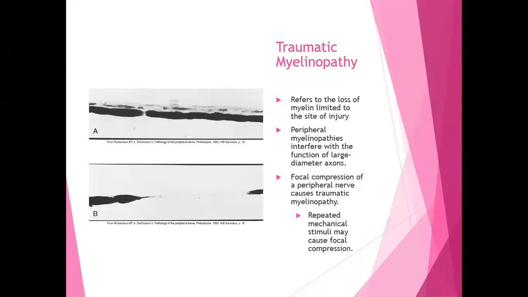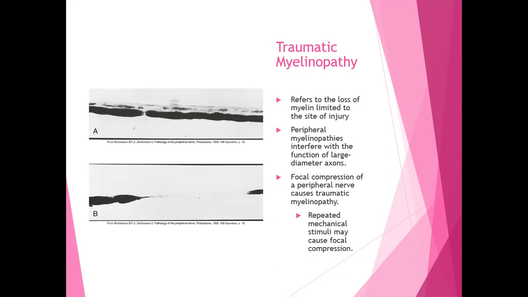So axons aren't damaged with myelopathy. If the axons are damaged, then it's the axonopathy. So recovering from traumatic myelopathy tends to be complete because remyelination can occur rapidly. So you don't get irreversible damage in the target tissues. So focal compression of a peripheral nerve can cause traumatic myelopathy, and carpal tunnel syndrome is a good example of this.